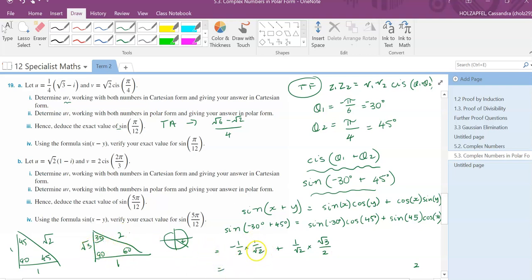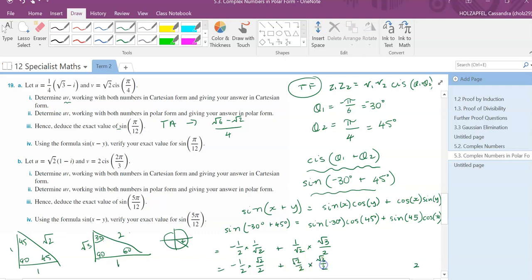Now I'm just going to quickly fix this by rewriting this in its rational form. So that's going to be root 2 over 2. And same thing with this one here. Oh, sorry, wrong way around then. Root 2 over 2.